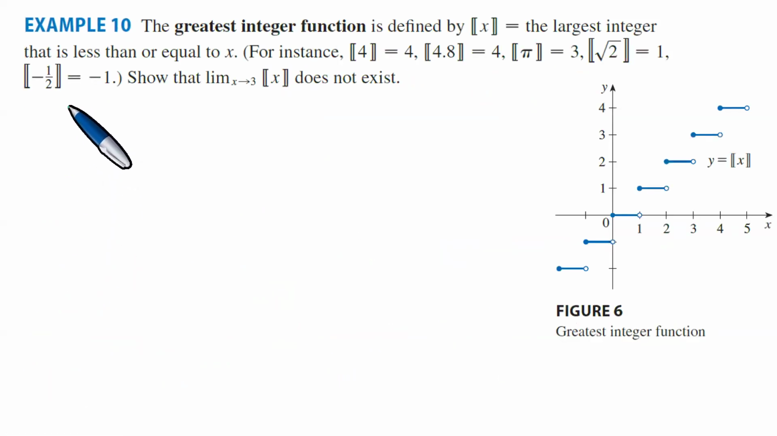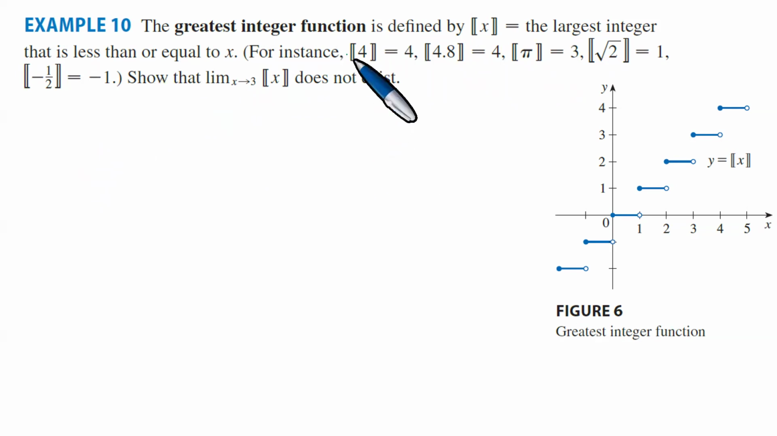Okay, this one is going to be one of our examples, example 10. Don't worry about the example number. I want us to discuss the greatest integer function. The greatest integer function of x equals the largest integer less than or equal to x.